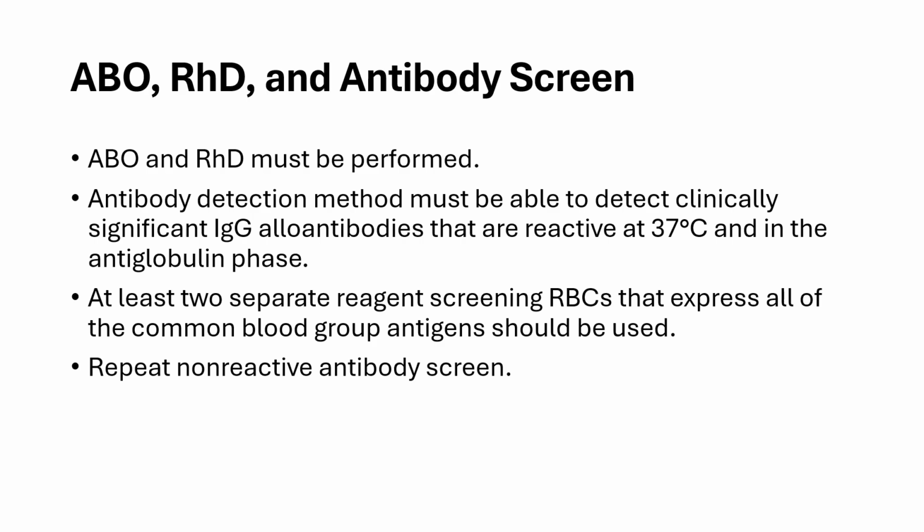For ABO and D testing and antibody detection, ABO and RHD typing must be performed. Antibody detection methods must be able to detect clinically significant IgG alloantibodies that react at 37 degrees Celsius and in the antiglobulin phase. We'll use at least 2 separate reagent screening red blood cells that express all common blood group antigens. And if the antibody screen is non-reactive, we will repeat the test to confirm.